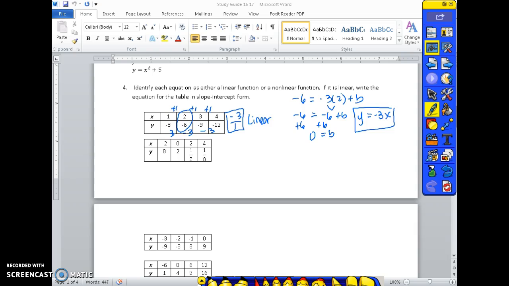The next one, we're adding 2 each time for our x's. To get from 8 to 2, we subtract 6. 2 minus 6 is not 1/2, so this is nonlinear.